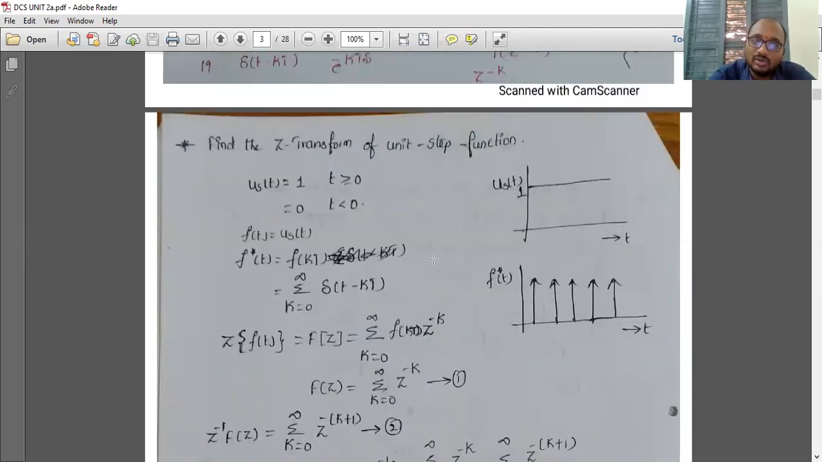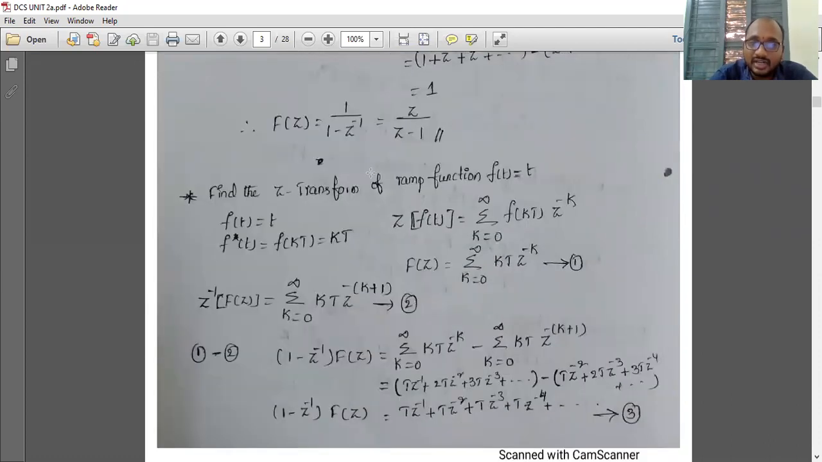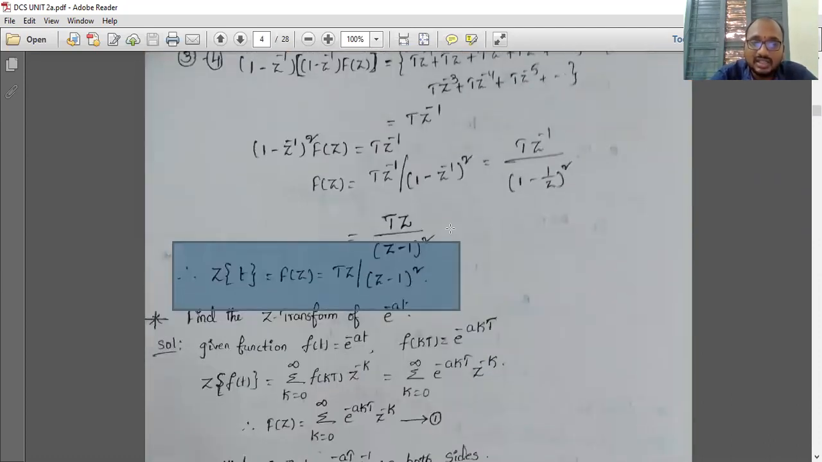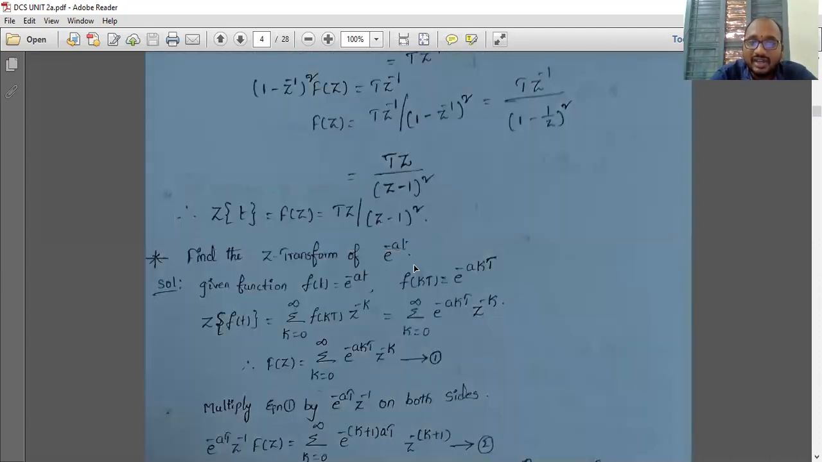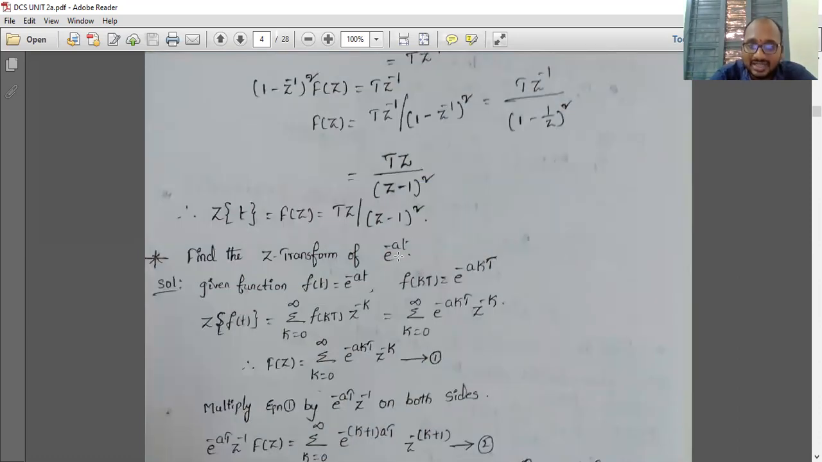Find the Z transform of unit step signal, find the Z transform of ramp signal, find the Z transform of exponential function e power minus at.